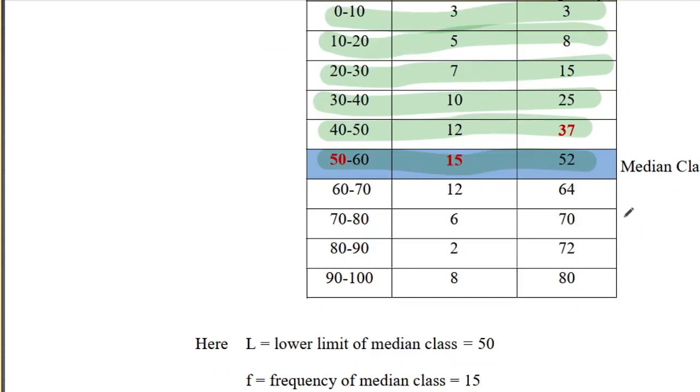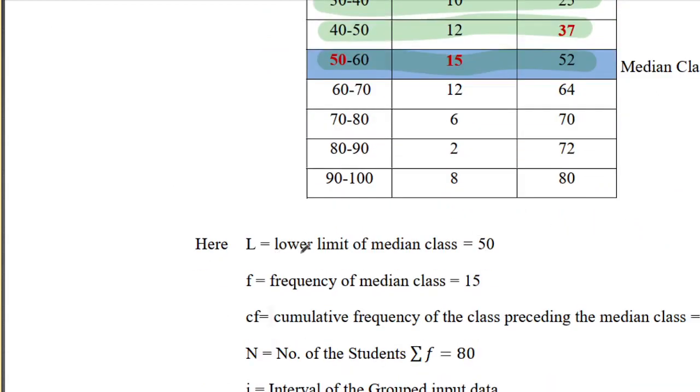So now find out L, that is the lower limit of the median class. In this median class, the lower limit is 50. Then f, the frequency of the median class.